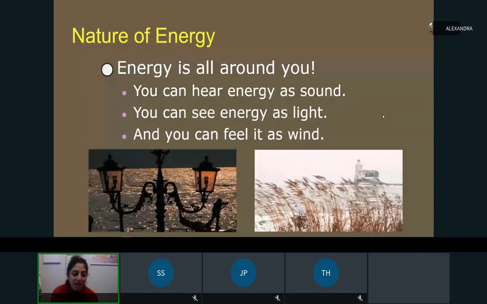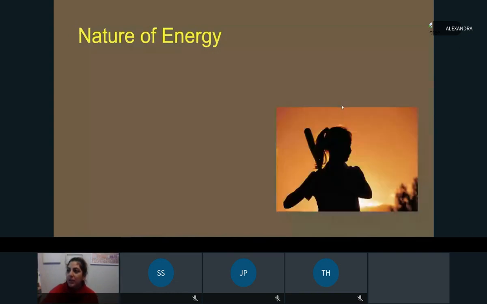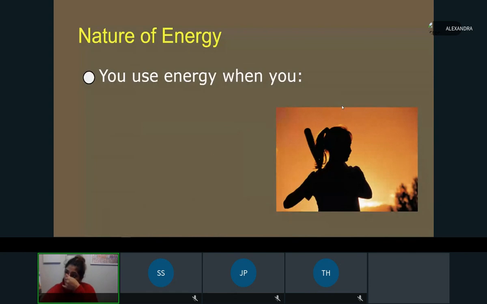And energy can be in so many different forms. And so we've got a couple to begin with. So when you're using energy, you may use energy when you hit a softball. So if you're playing baseball or softball and you swing your bat and you hit that softball or baseball, that is energy.